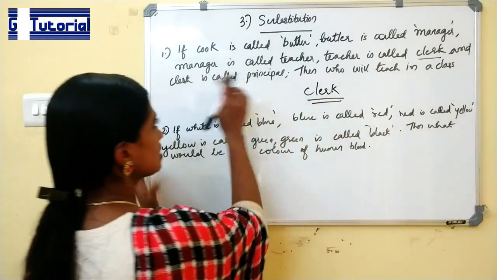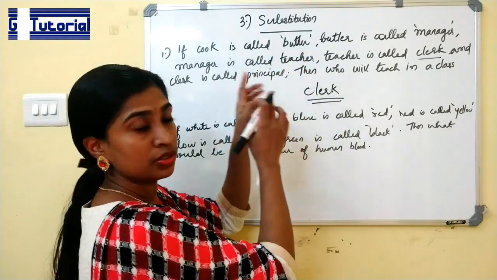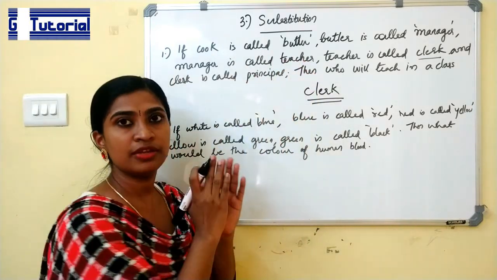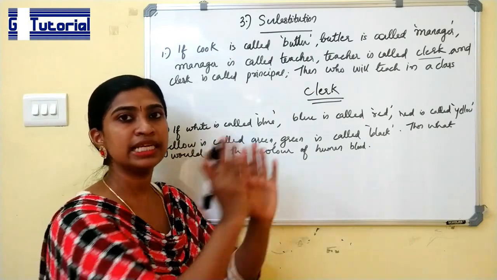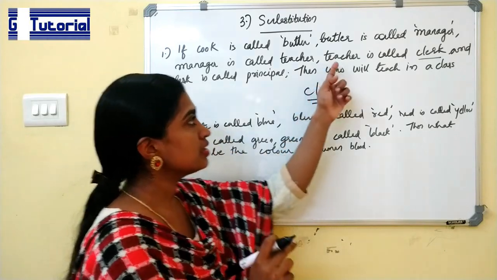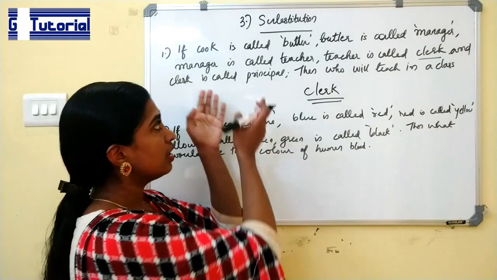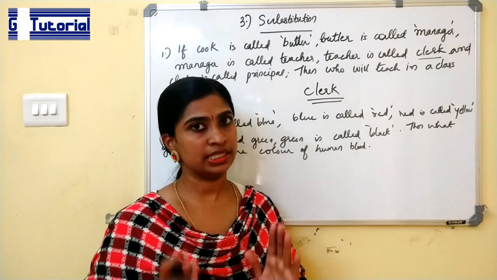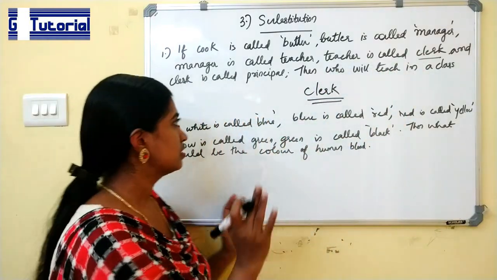It is not like this. Manager is called teacher. No, manager is not the answer. If the answer is teacher, it is actually manager. But we have to get teacher as the answer. So you have to find the code for teacher. Teacher is called clerk. So clerk is the answer. Don't think in the other way. You have to answer the question, who will teach in the class? Teacher. Then find the code for teacher. Teacher is called clerk. So clerk is the answer.